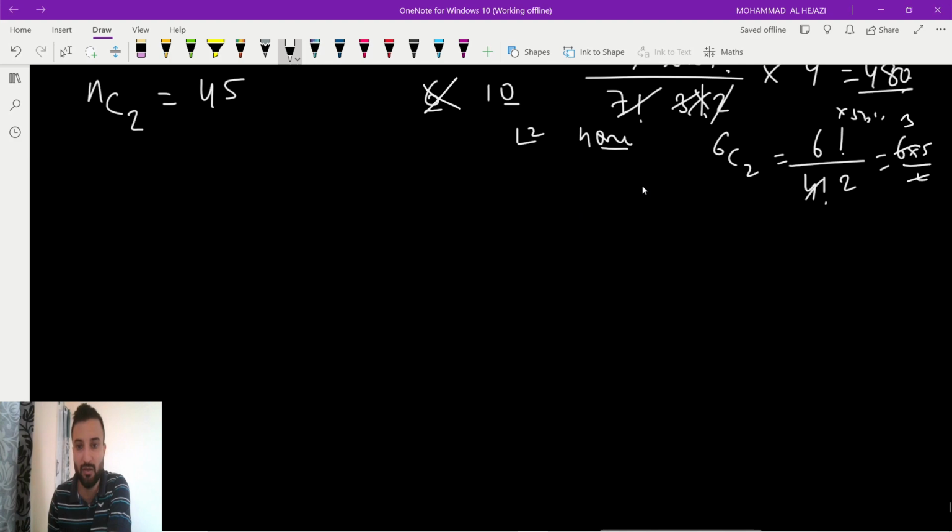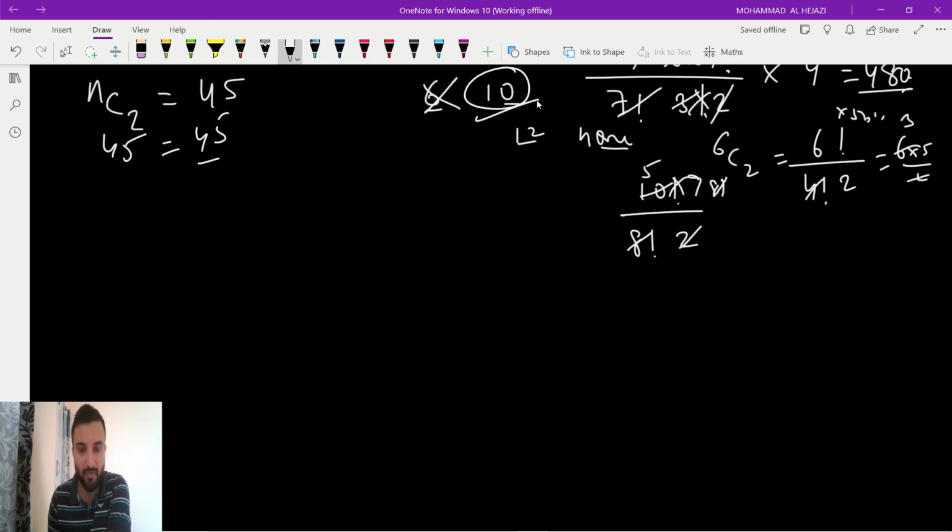Then 10C2: 10 factorial divided by (10 minus 2) factorial, which is 8 factorial, and 2 factorial is 2. So it becomes 10 into 9 into 8 factorial, and the 8 factorial gets cancelled here. So 2 fives are 10, 9 fives are 45. Yeah, so 45 equals 45. So the answer is 10. That's it.